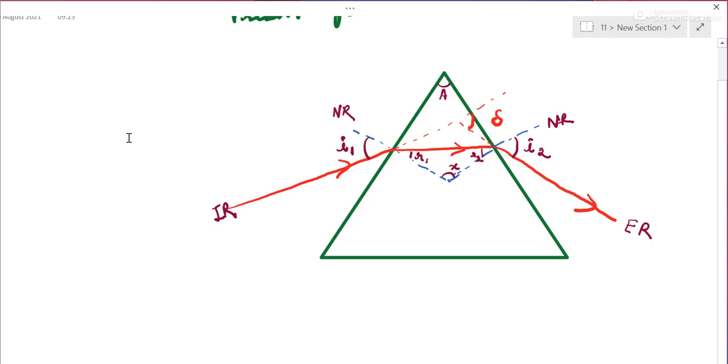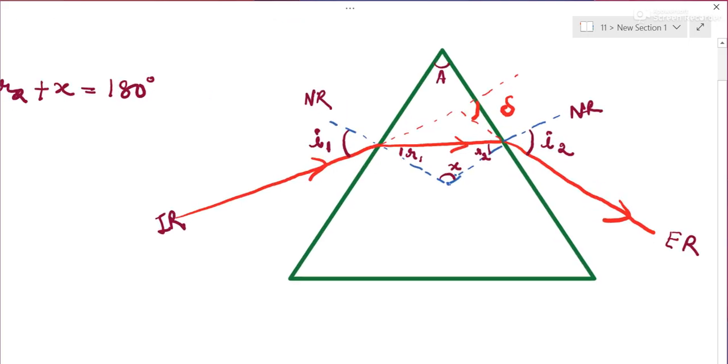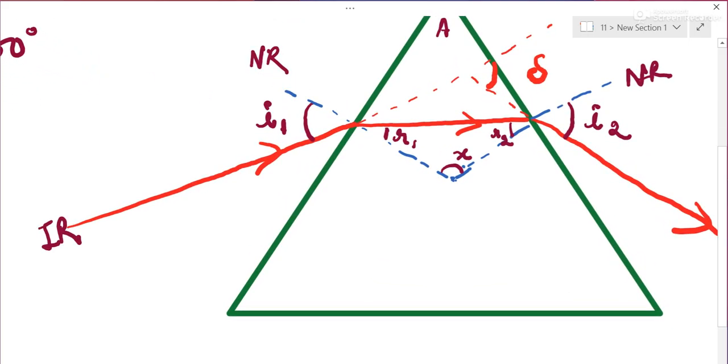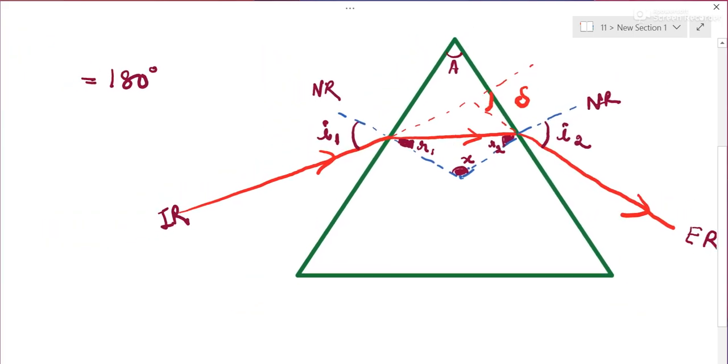You can see angle r1 plus angle r2 plus angle x is equal to 180. Angle sum property of a triangle, right? This is a triangle. R1, this angle is visible. R2 and x. So the sum has to be 180 degrees.